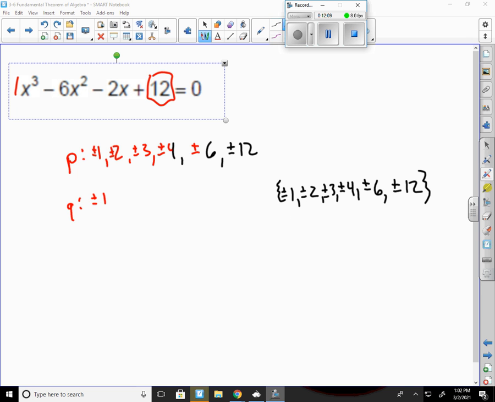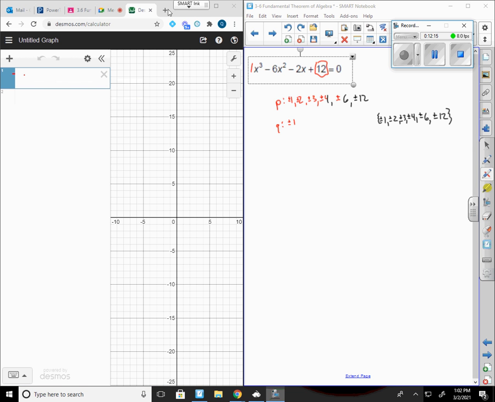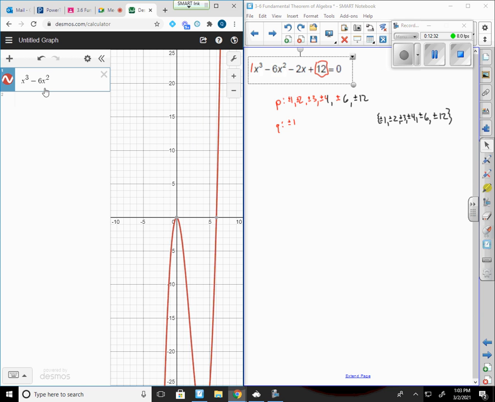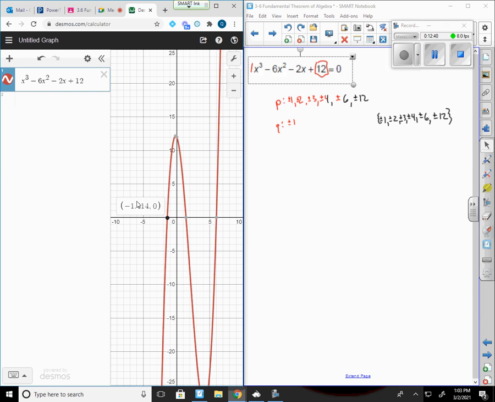So now I'm going to put this into Desmos. It's going to be x to the third minus 6x squared minus 2x plus 12. That's an ugly root. I'm not going to use that one. That one's nice. It's 6 and 0. So I'm going to use 6.